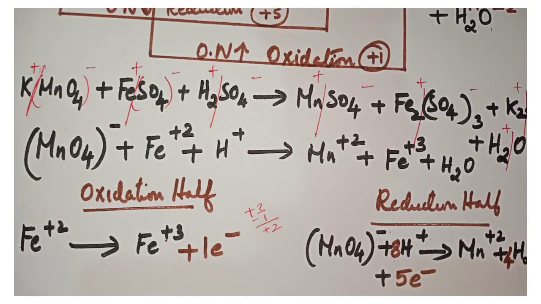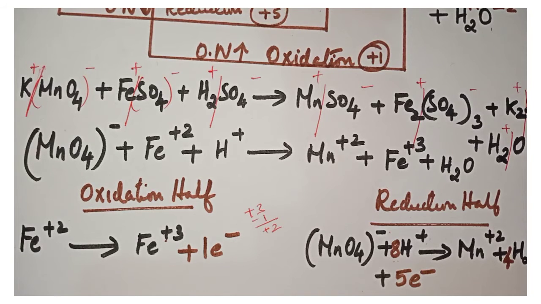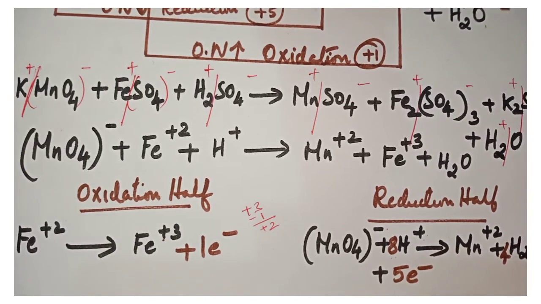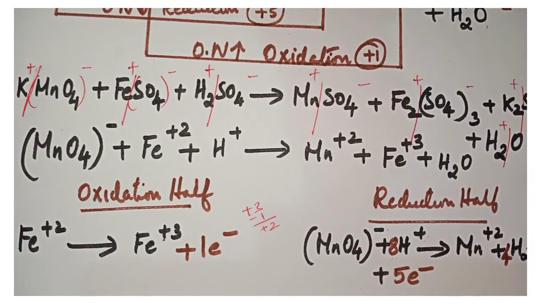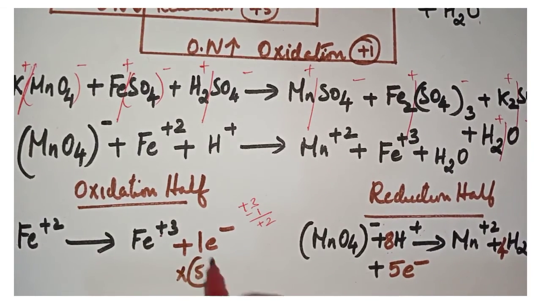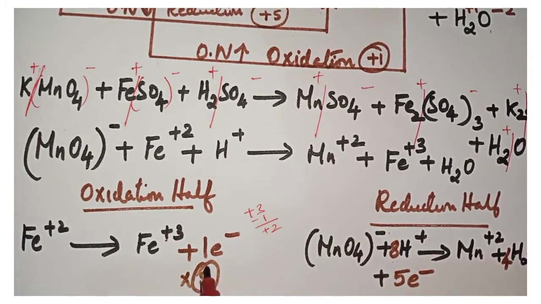Now these two, oxidation half reaction and reduction half reaction, we should add and write. But before adding the oxidation half and reduction half, we have to balance the electrons on both sides. Now in the oxidation half 1 electron is there, whereas in the reduction half 5 electrons. So electrons are not equal on both sides. In order to balance the electrons, I multiply this oxidation half with 5, and the reduction half I multiply with 1.